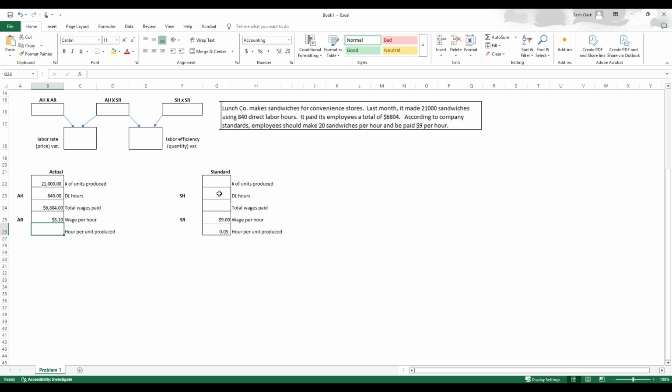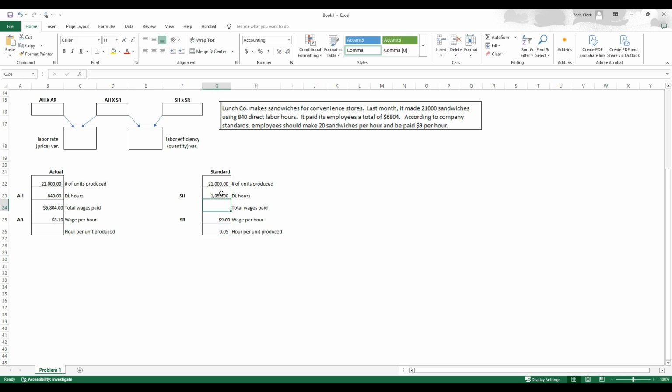And let's see what else we need to do here. Okay, so let's bring over the number of units produced to our standard breakdown. And under our 0.05 hours per unit, we want to multiply that standard speed, if you will, of production against the number of units produced.